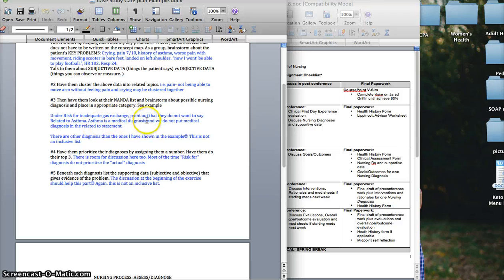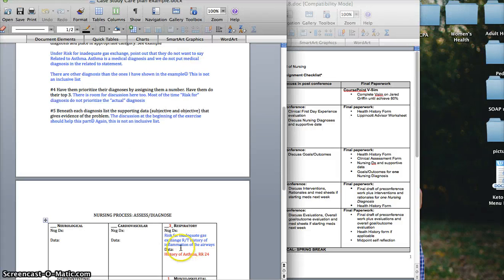Asthma is a medical diagnosis, and we can't put asthma as a nursing diagnosis. I put that there so that you could bring attention to that. That's a risk for inadequate gas exchange related to history of inflammation of airways. Remember, we can't say related to history of asthma because that's a medical diagnosis. So what is the etiology of asthma? It's an inflammation of the airways.